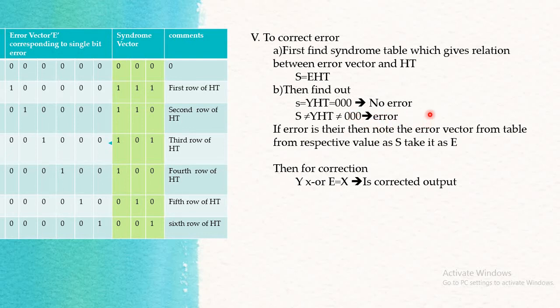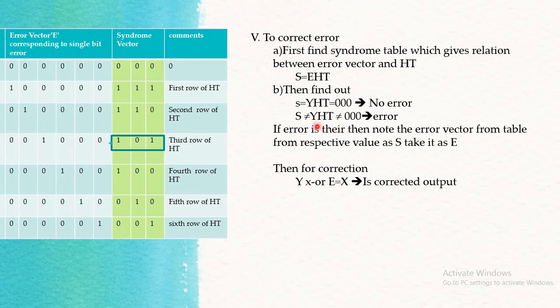So if an error is there, then we will note down the error vector value from the respective table and take it as the error vector. So let's take an example. If this sum comes out to be 101, this is just an example. In previous slides we have solved one actual numerical.